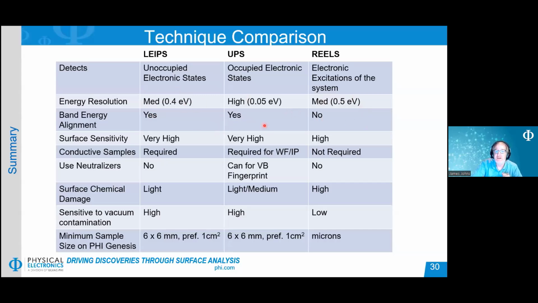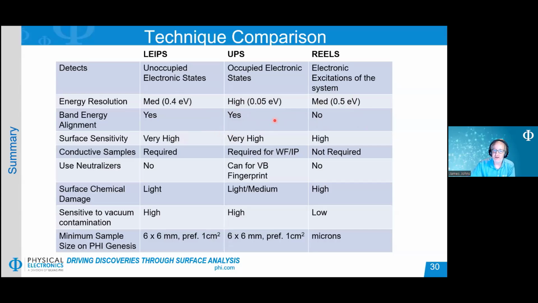LEIPS and UPS give you the energy band alignment of your bands and the actual bands that you're looking at, which allows for comparison between materials and electron transfer. REELS does not.